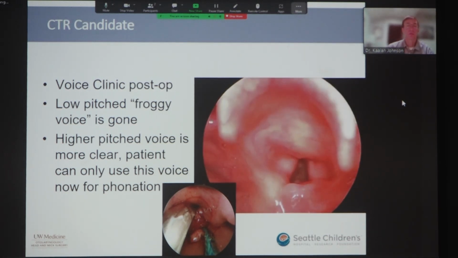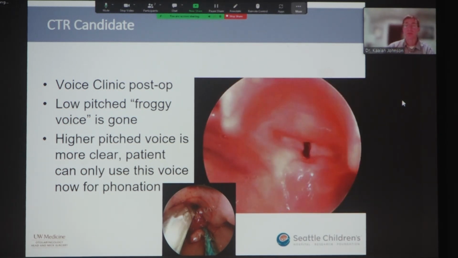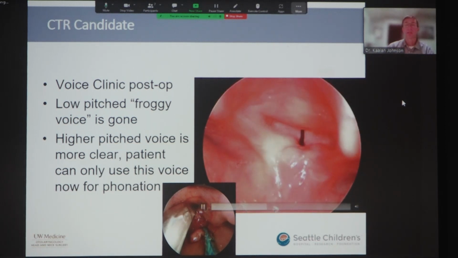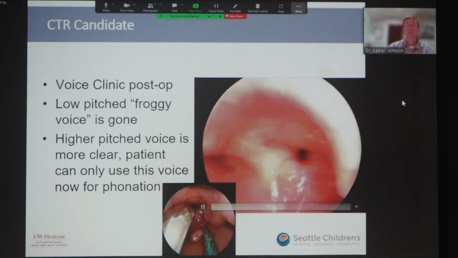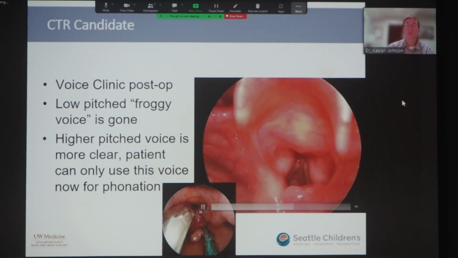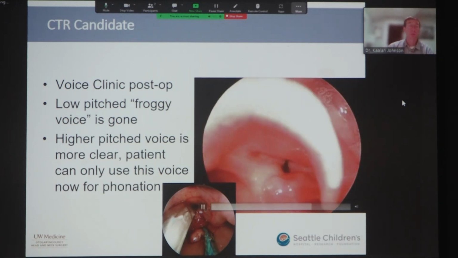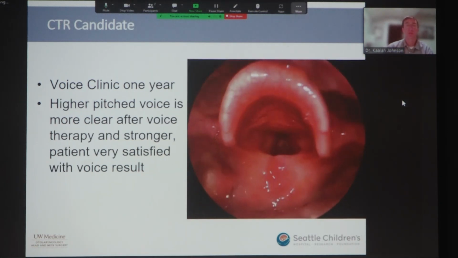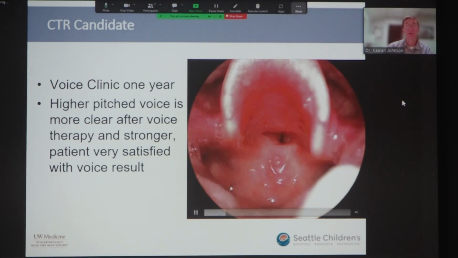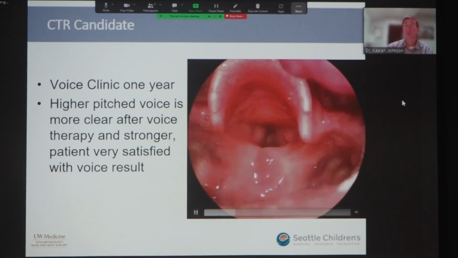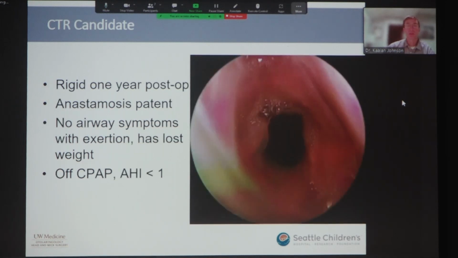So she came back to voice clinic post-operatively, and you see that supraarytenoid tissue reduction that we did with the supraglottoplasty resulted in her phonatory source being only at the false vocal folds now. So she's still a supraglottic phonator, that froggy voice is gone, but that higher pitched clear voice she liked and was able to work on with voice therapy to try to improve that. And 1 year later in voice clinic, that higher pitched voice was even stronger, and she was very satisfied with her voice result. So the airway result also worked well.